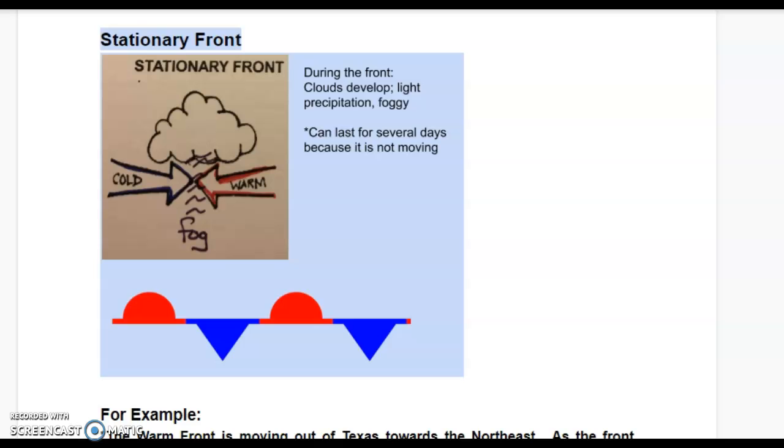These are the days when it gets really cloudy. You get fog developing outside. There's usually like a drizzle or a mist, a light precipitation taking place, and it stays there until one of the fronts breaks free and moves on.